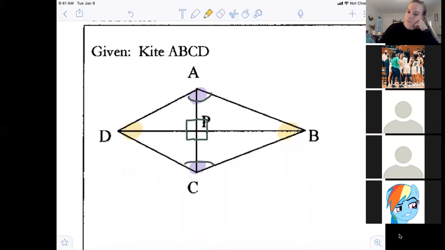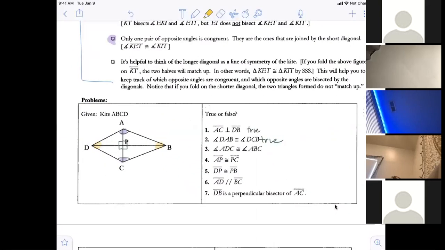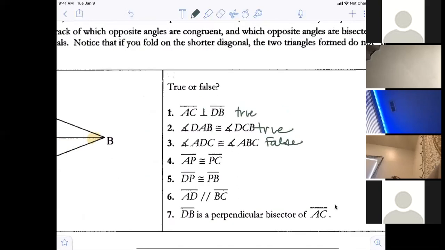I said false. I think you're right. Why is it false, Silas? Because they're just two totally different angles. I mean, you can pretty much visibly see it. Yeah, so Silas is like, I visibly see that they're not the same size. What we know is that the long diagonal does not have congruent angles opposite it. So we get to say false on this one. Very good, Silas.